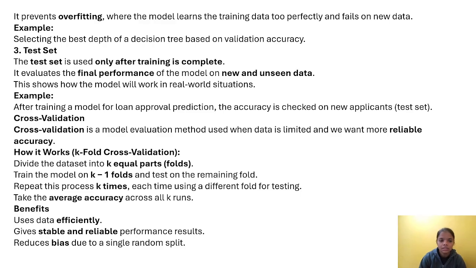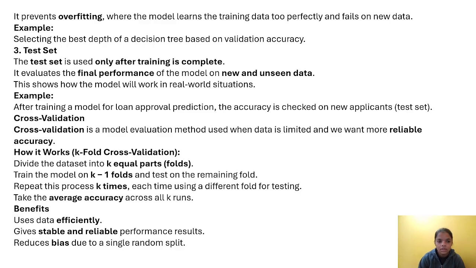Now the cross validation. Cross validation is a model evaluation method used when data is limited and we want more reliable accuracy. How it works? Divide the dataset into k equal folds. Train the model on k-1 folds and test on the remaining fold. Repeat this process k times, each time using a different fold for testing. Take the average accuracy across all k runs.